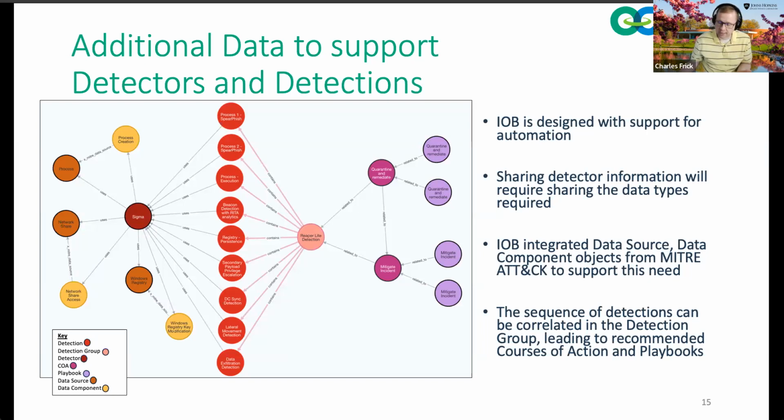And so we integrated a data source and data component objects from MITRE's ATT&CK repo. And we've extended the course of action, COA, from STIX. That's the dark purple here. And we've built a playbook object in the lighter purple that is based on the feedback from Vasilios and the Cacao team.